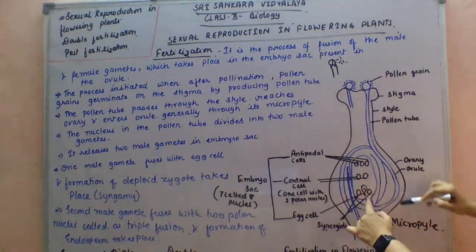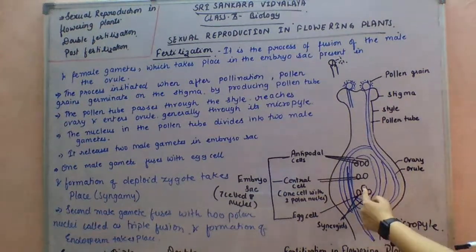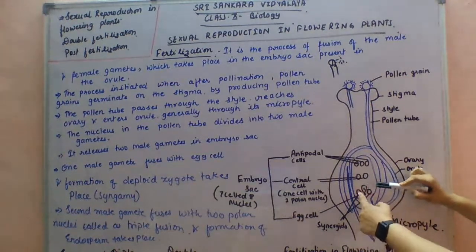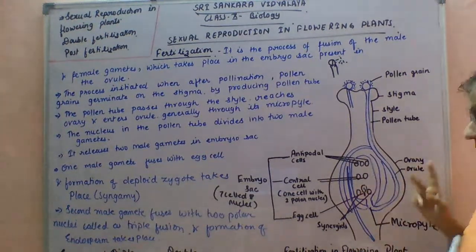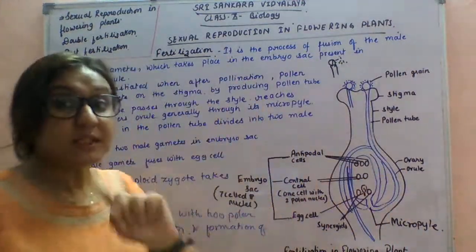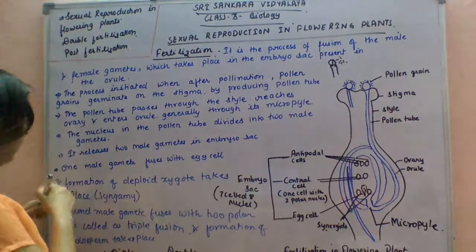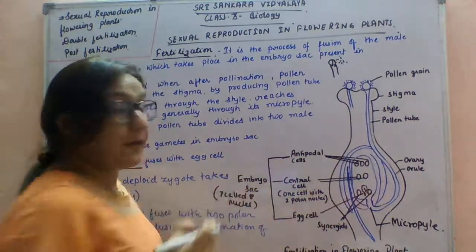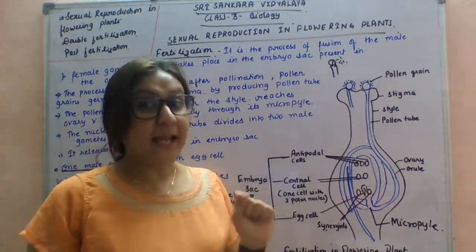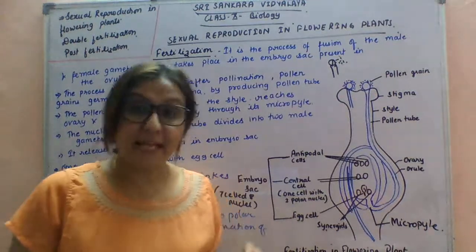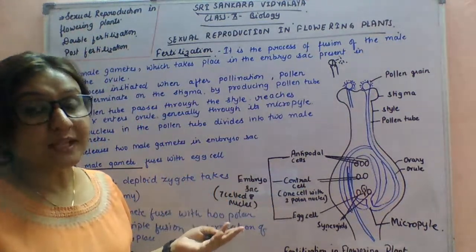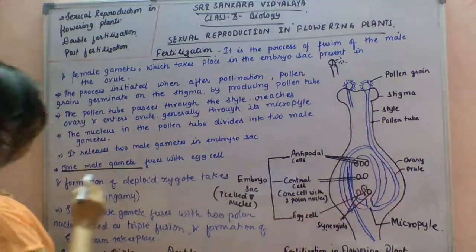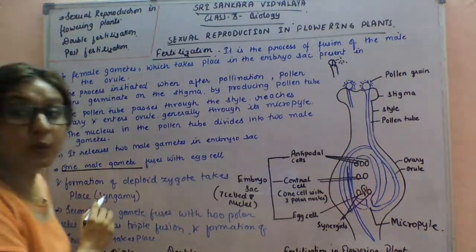So here it releases two male gametes. As I told you, the pollen grain will release two male gametes, and now the fertilization will take place. Out of the two male gametes, one male gamete fuses with the egg cell, and when it fuses with the egg cell it forms the diploid zygote. Later on, the diploid zygote will develop into an embryo.